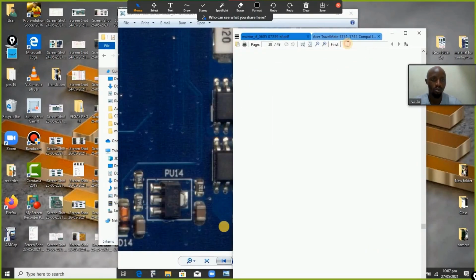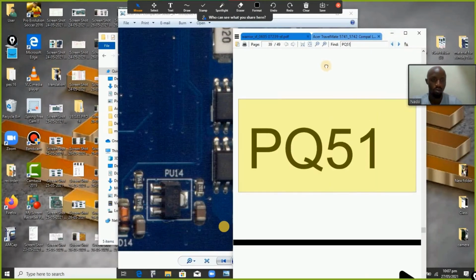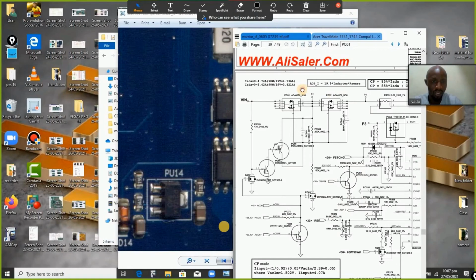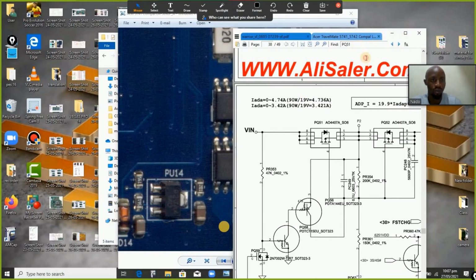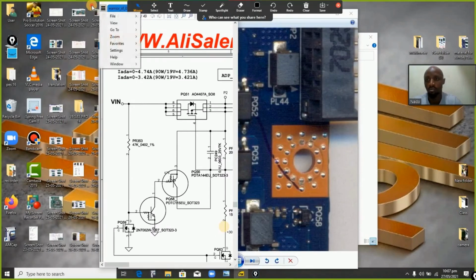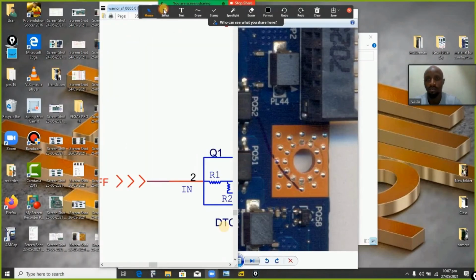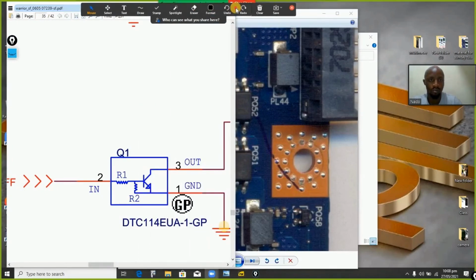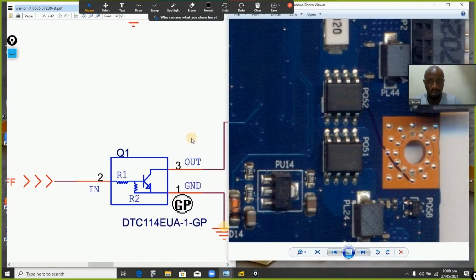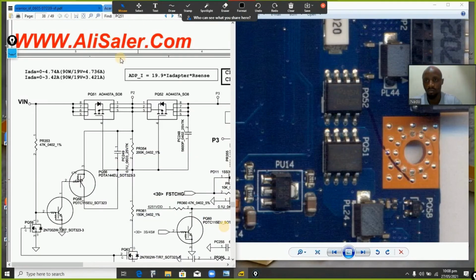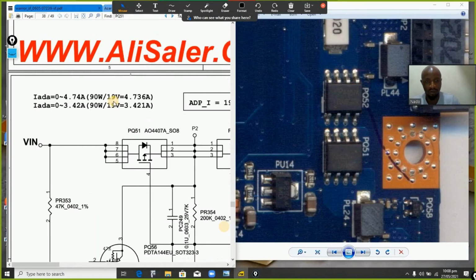So if I go to the schematic here and I push in PQ51, it will drive me to the path of that component. And here we are. These are the two components, PQ51 and PQ52. Okay. We should look at these two now, like I've said earlier on.